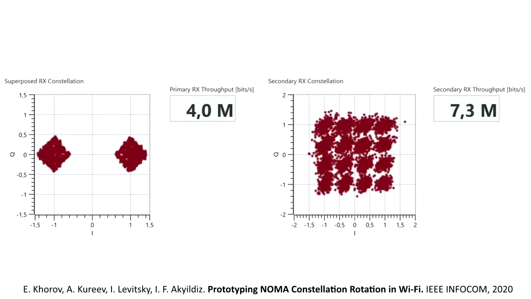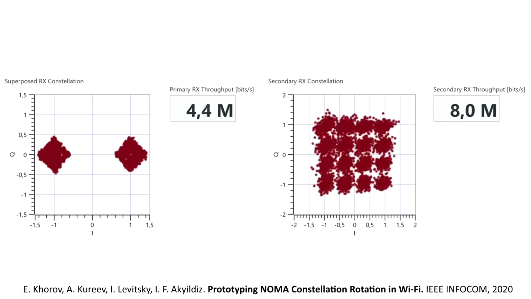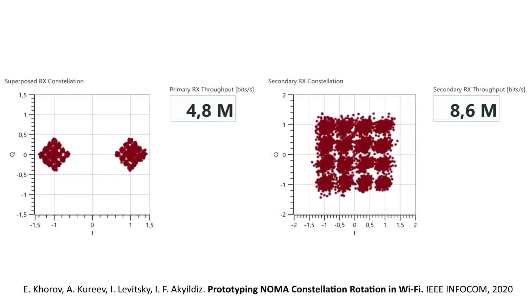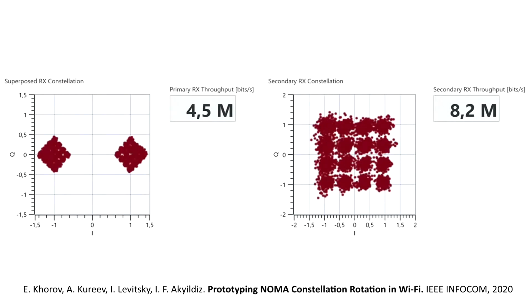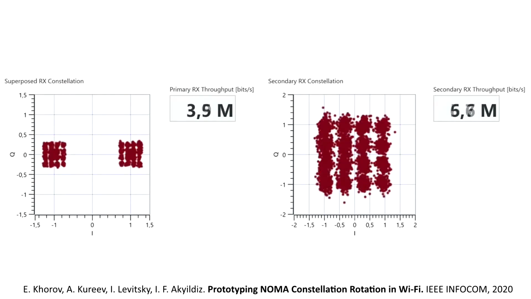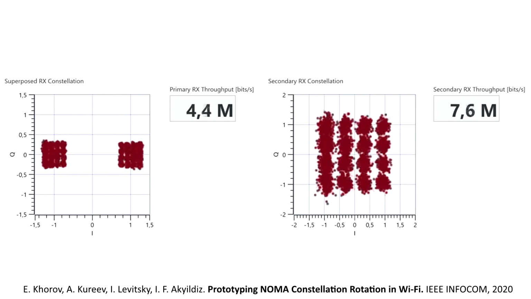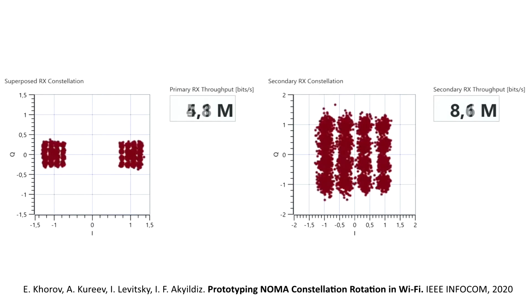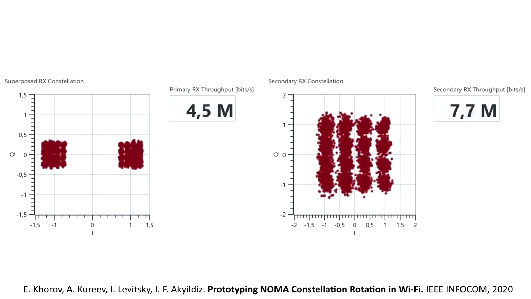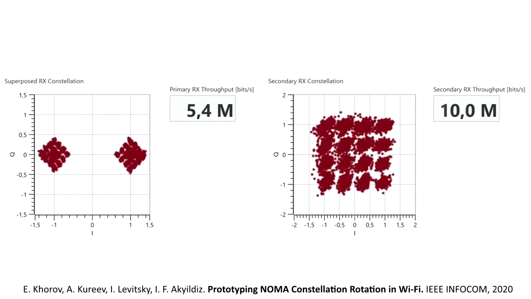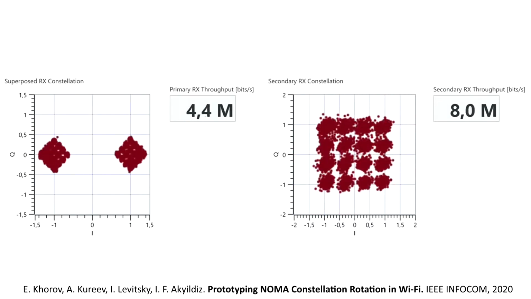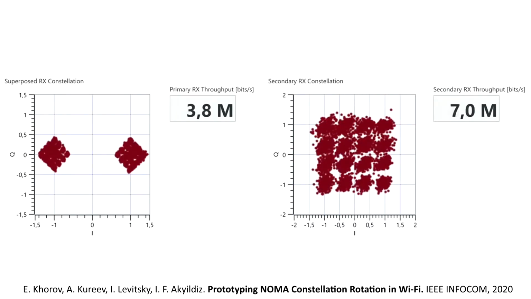Now the phase noise is acting along a different direction, so there is not that much interference between the symbols. Maybe it is hard to notice, so let us look at the throughput for the secondary signal. You see that throughput drops when I change the rotation back to default, down to 7.5 megabits per second. And it goes up to more than 8 megabits per second when I rotate it by 45 degrees.